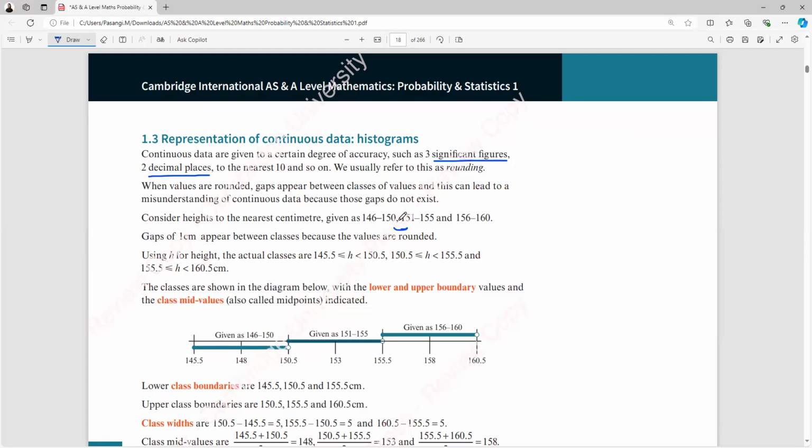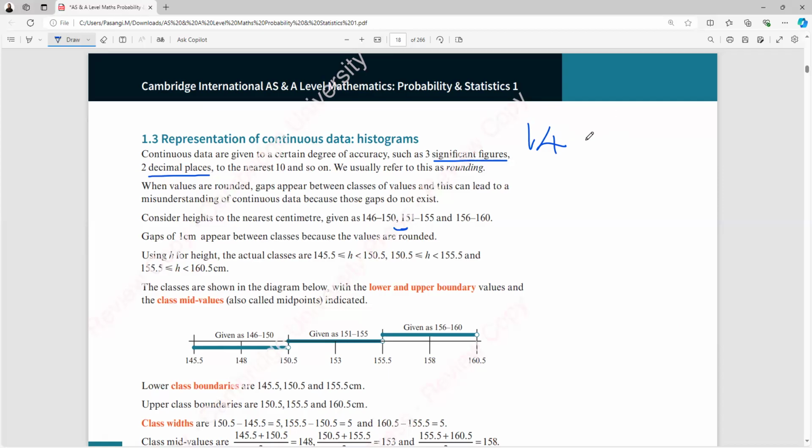150.5, that data is lost, because here it goes only up to 150. Here we are starting with 151. Our middle values will disappear. Then what will happen? Gaps of 1 centimeter appear between classes because the values are rounded. Those values are not the actual values. So using h for height, how are we going to define the actual classes? We can subtract 0.5 from the lower side, and also add 0.5 to the upper side.